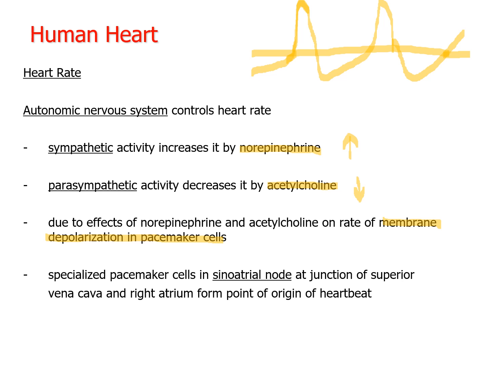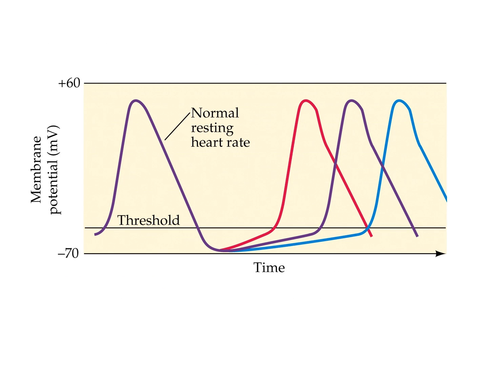The pacemaker cells, they're specialized cardiac muscle cells, but they're non-contractile. So they're specialized pacemaker cells. They are cardiac cells, but they're non-contractile cells. They're present in the sinoatrial node. And this is the effect that they have.